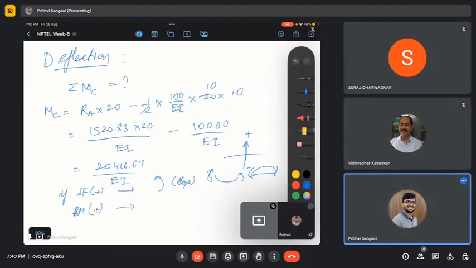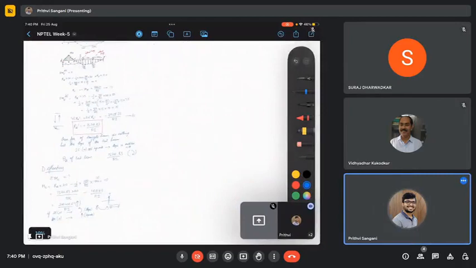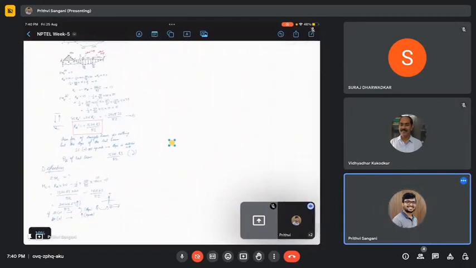then this is upwards. The deflection is towards the top, which is upwards. So the deflection at C on the real beam is 20,416.67, which is upwards. Okay, let us go with the next question, and to take the new page, I think.